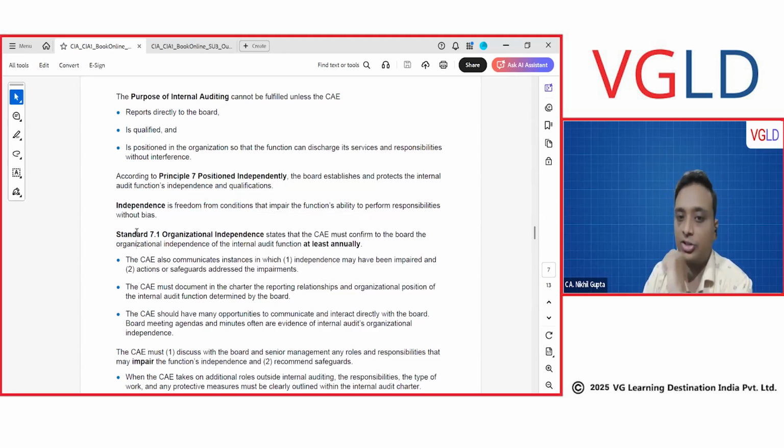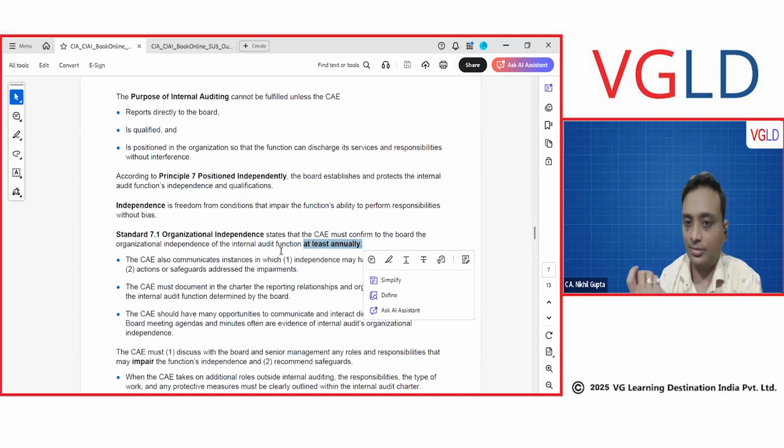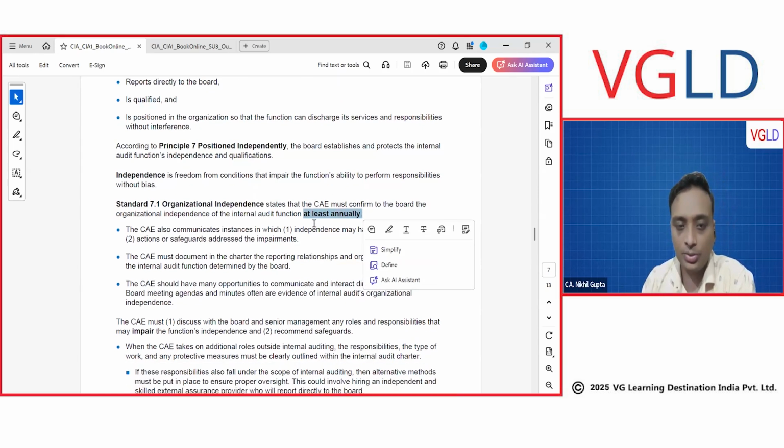7.1 Standard, Organizational Independence, states that the CAE must confirm to the board the organizational independence of the internal audit function at least annually. Even this is highlighted in bold letters. You have to take care of these words because this can help you to answer your questions.